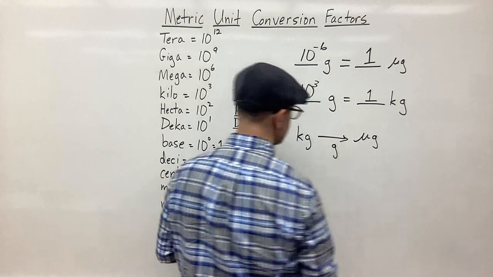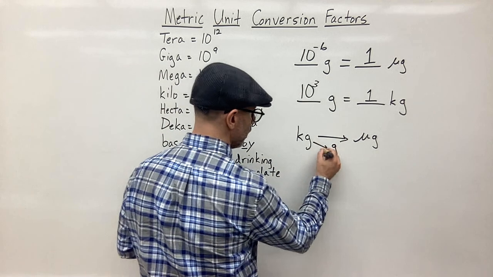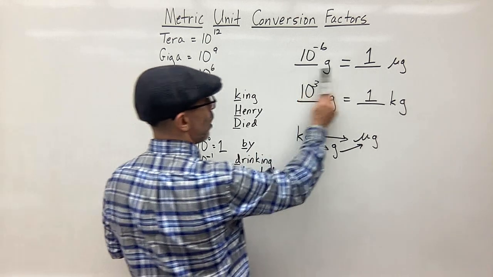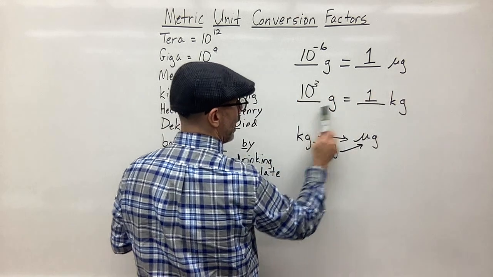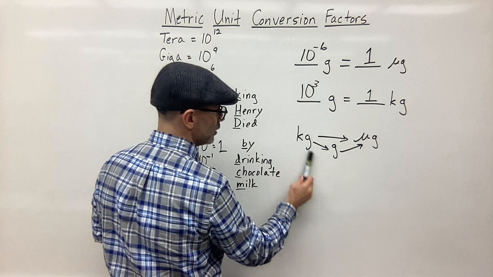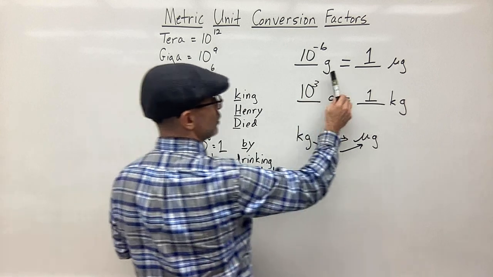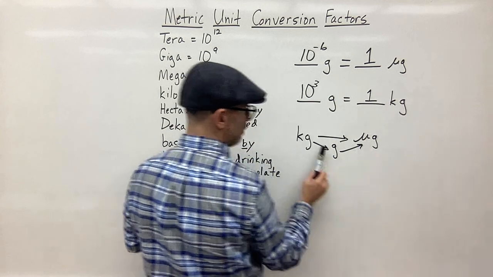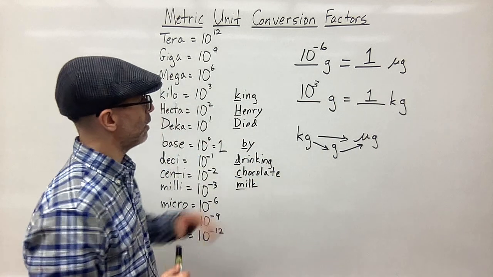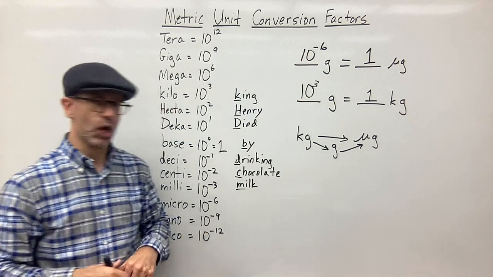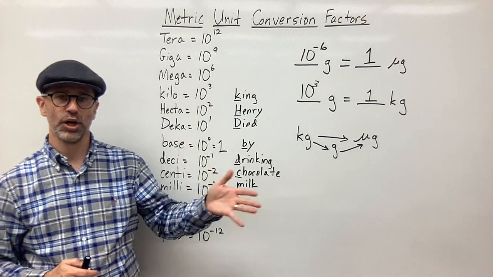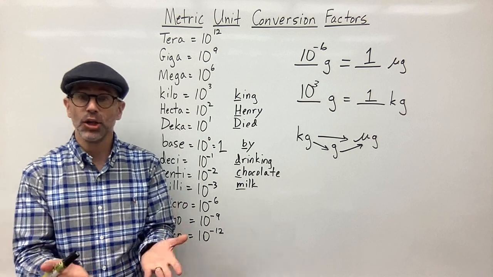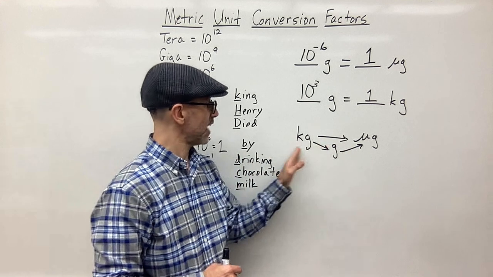I'm going to have to convert to grams first, right? And then convert grams to micrograms. So I would have to set up the equality between grams and kilograms first, use that to convert to grams, and then I would have to use the grams to micrograms equality, use the conversion factor to convert to micrograms. So that would be a two-step process if I wanted to use this way. So that's usually how you would convert from one unit that has a prefix to another unit that has a prefix.